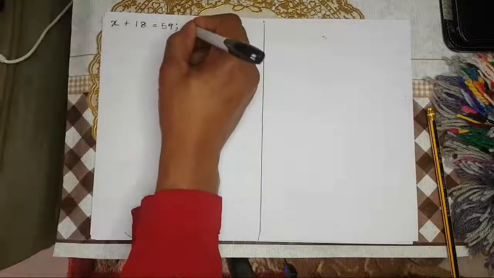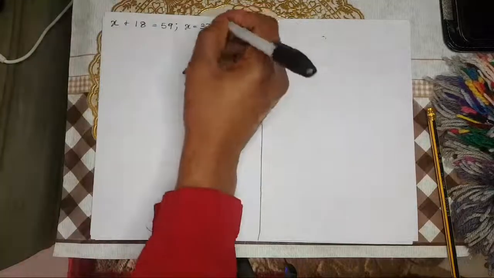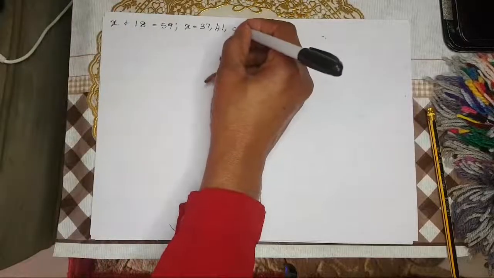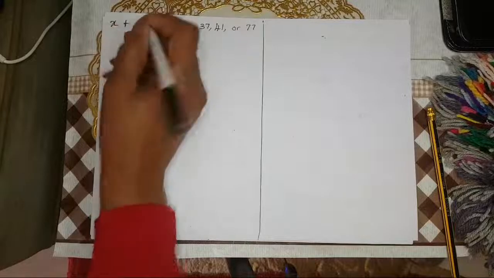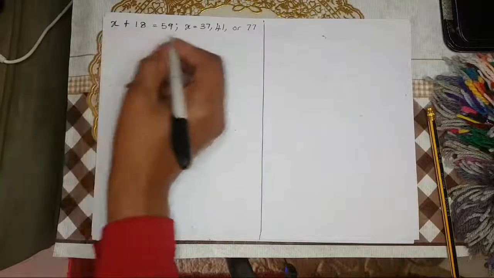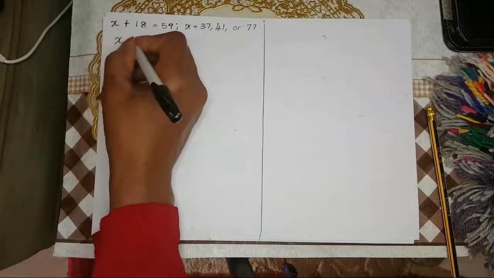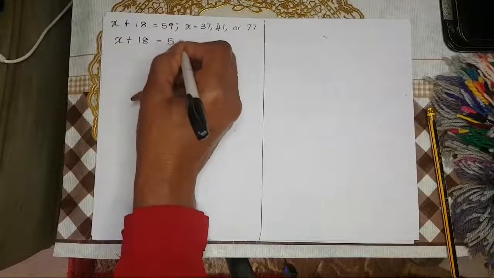You have x equals 37, 41, or 77. Okay, let's do it. Remember what you do, you have to plug in x. Anywhere you see x, you plug in 37, 41, or 77. So let's write the equation. The equation is x plus 18 equals 59.